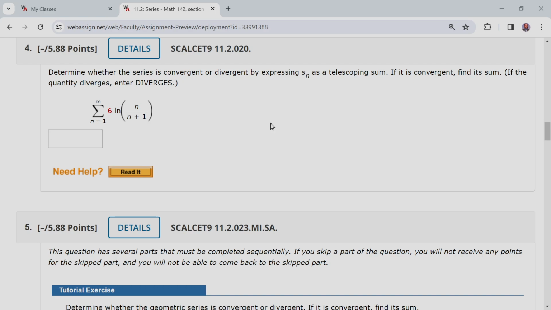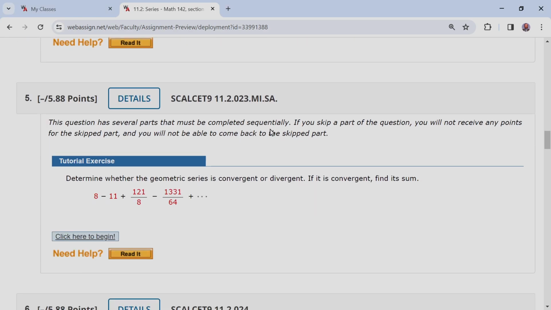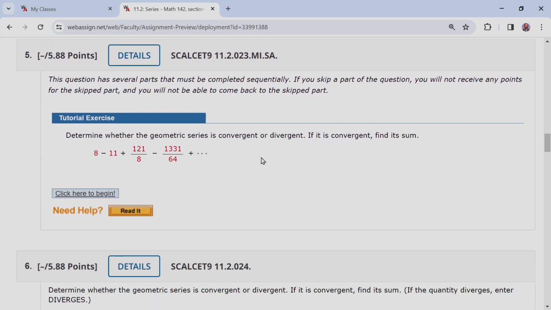But that minus ln of n plus 1 does not go to 0 in this case. As n goes to infinity, that minus ln of n plus 1 goes to negative infinity. So you have 0 minus infinity. Hey, that's not convergent in any way, shape, or form. And so here you get divergence as a telescoping sum. A subtle telescoping sum, but nonetheless a telescoping sum.